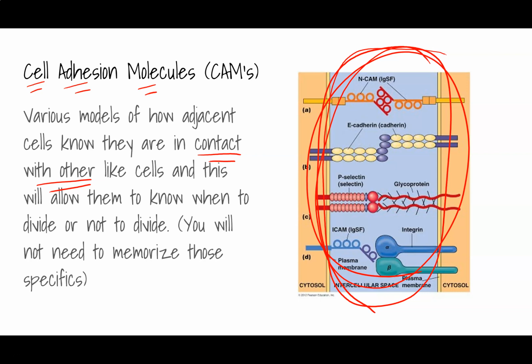Now, sometimes if the cells are touching each other and there's a signal malfunction in these CAMs, that could lead to cancer. Again, it'll be in the question with all of these specifics if they want you to know them. But keep in mind, a CAM is simply two kinds of extensions that let cells know they are in contact with each other.